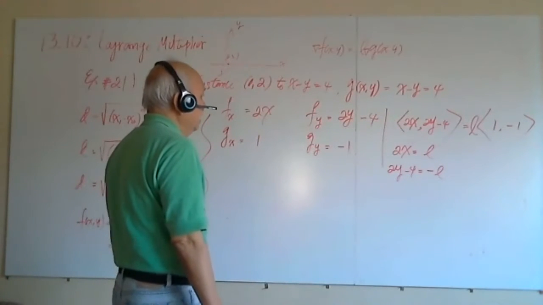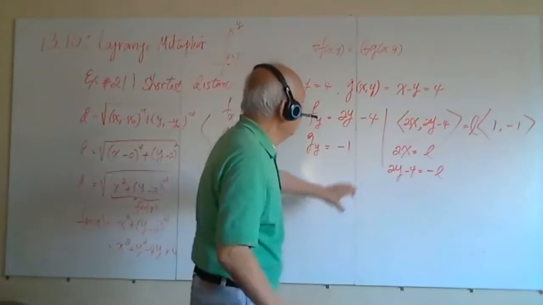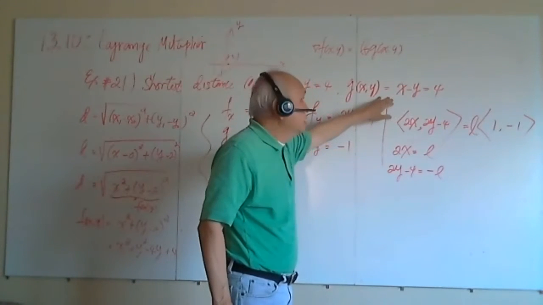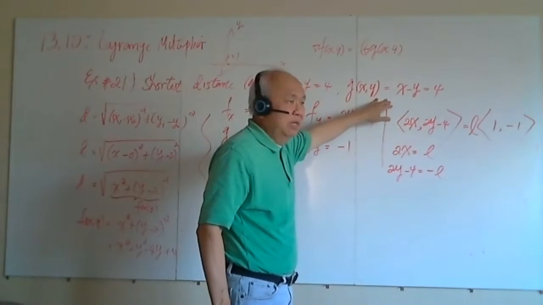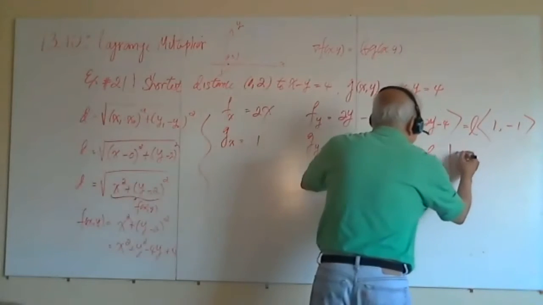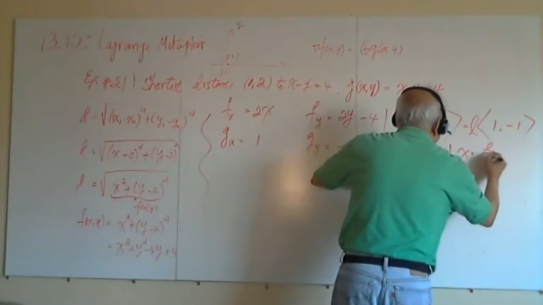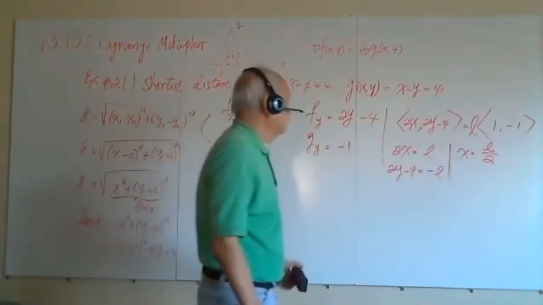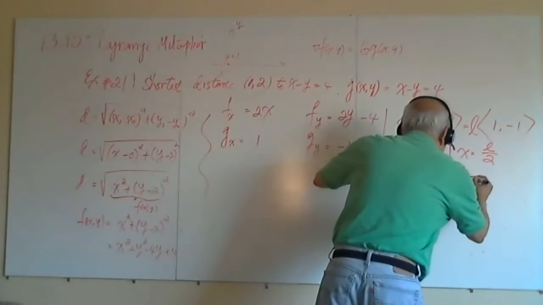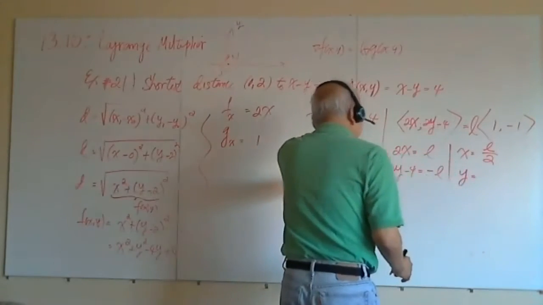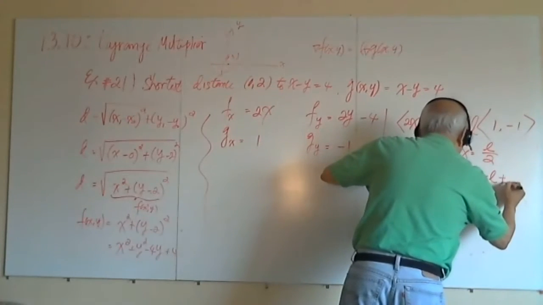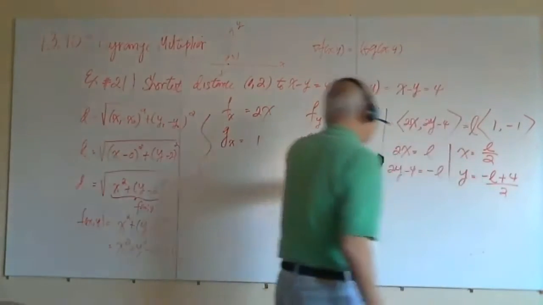Then again, whatever you got here, you need to plug it into here. You remember, this always comes to the rescue. You need to solve this one. So let's do it. x equals lambda divided by 2. And then y is going to be equal to negative lambda plus 4, divided by 2.